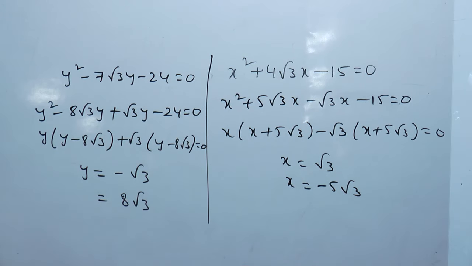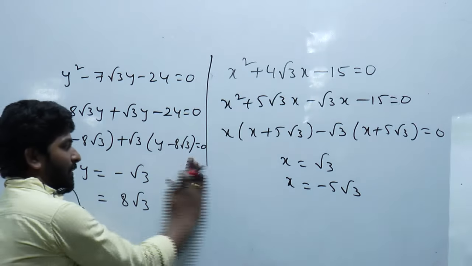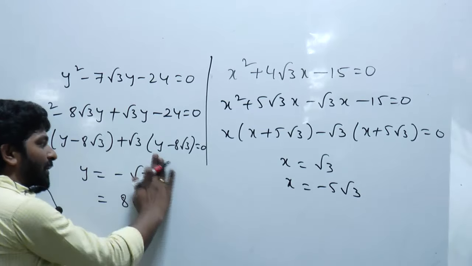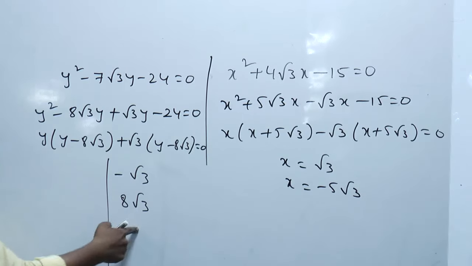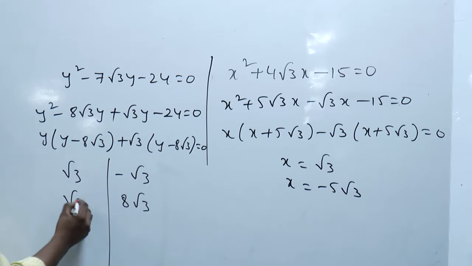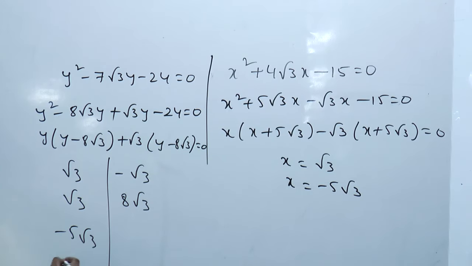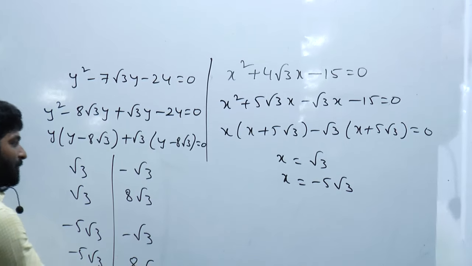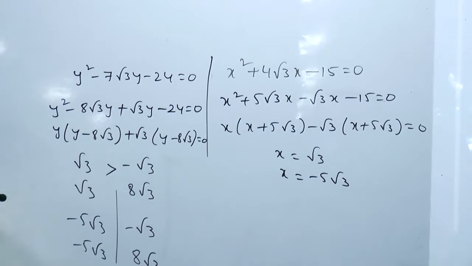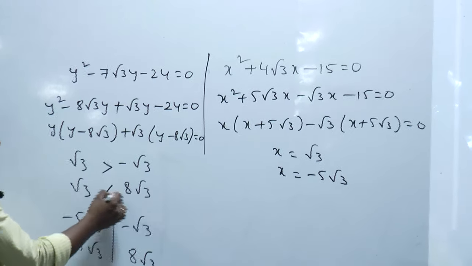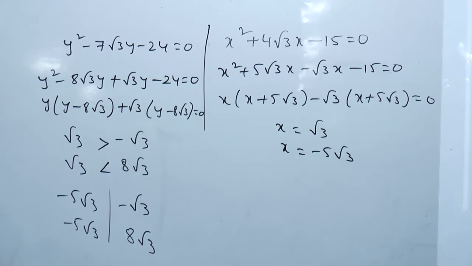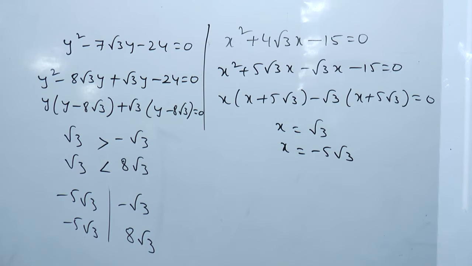Now you need to identify these two values. These are y values and these are x values. For comparison I am using y values here and x values here. X is root 3, one value, other one is minus 5 root 3. This is root 3, 8 root 3. X greater than y, x less than y. Enough, you need not check the other two combinations. Less than y, greater than y, enough. Relation cannot be established.